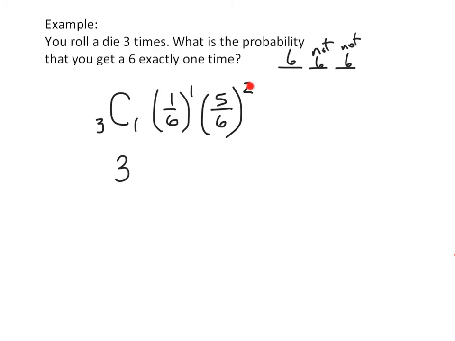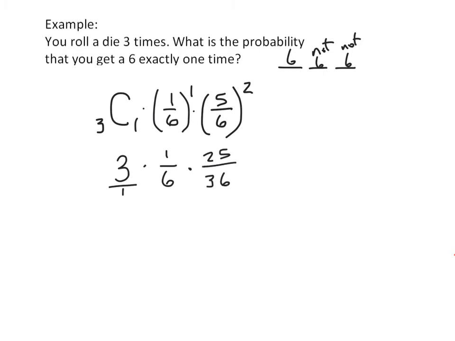So you could just enter this whole thing right here into your calculator. Make sure to put multiplication symbols in between like that. Or you could simplify it and then compute it. But I just want to show you how this does work out to be the exact same answer as we had on the previous slide. Because we already have 3C1 is 3. Then we have 1/6 to the first power. Well, that's 1/6. And then we have 5/6 to the second power. Well, that means we square both the numerator and the denominator, which gives us 25 over 36.